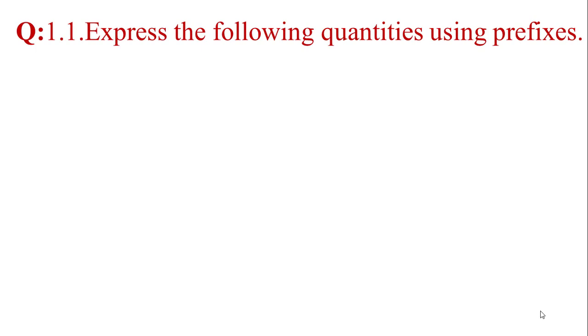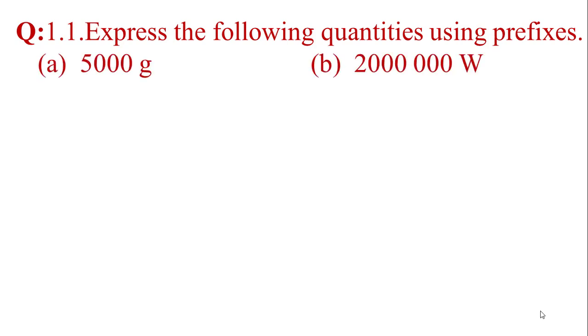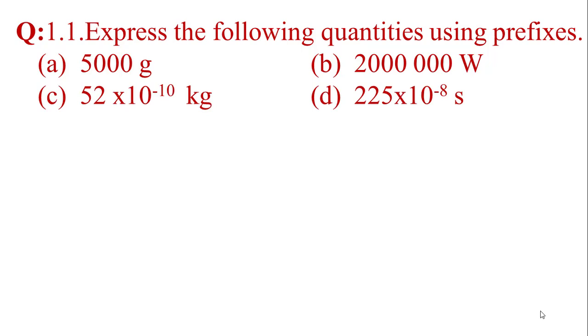Question number 1. Express the following quantities using prefixes. Now 5000 gram, 2,000,000 W (watt), 52 multiplied by 10 raised to power minus 10 kg, 225 multiplied by 10 raised to power minus 8 second.